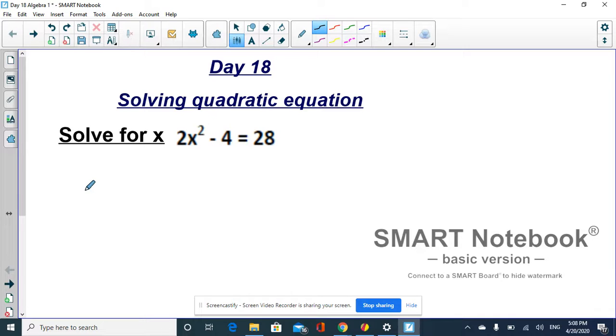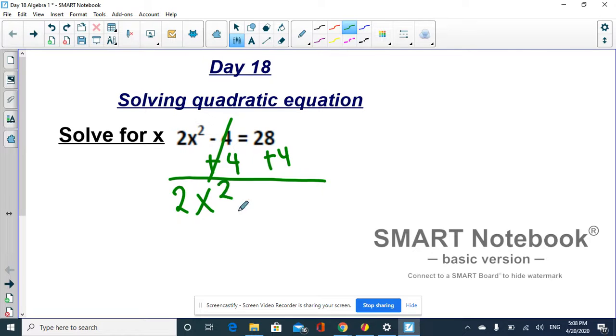In this one, we will start with adding 4. We'll add 4 in this side, add 4 in the other side. So minus 4 and plus 4 is 0. We have 2x squared in the left side, and in the right side we have 28 plus 4 equals 32. Now we have 2x squared.